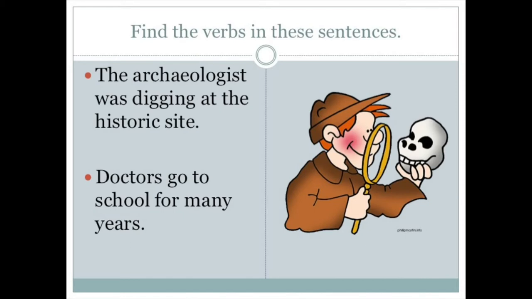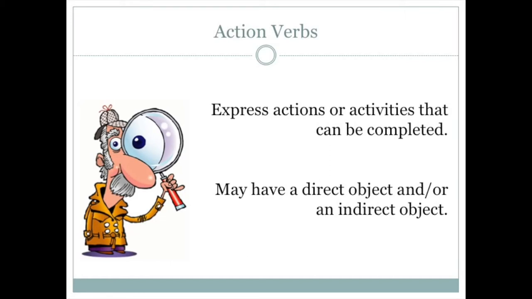Next, we'll be figuring out the difference between an action verb and a linking verb. In both of these sentences, action verbs were used. Let's take a look at what that means. An action verb expresses actions or activities that can be completed. Action verbs are usually pretty easy to find in a sentence because you can use one of your 5 senses to figure out which word is making the action of the sentence.